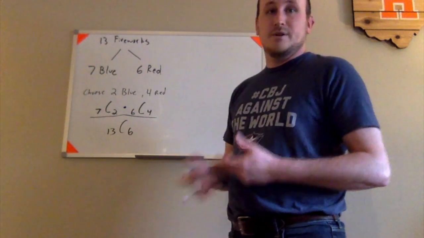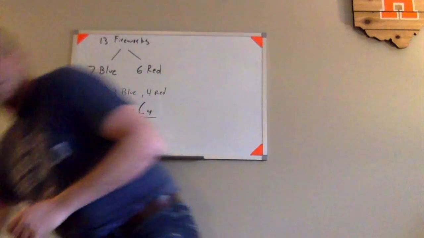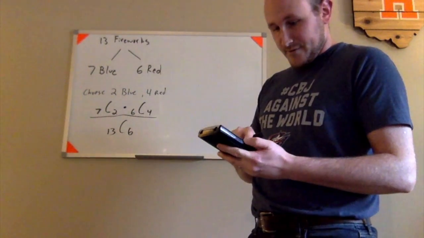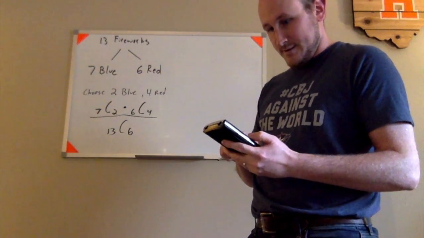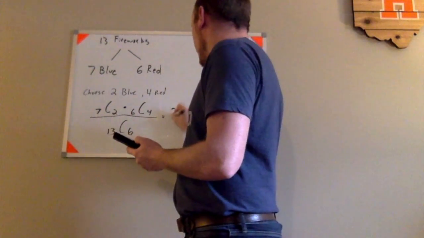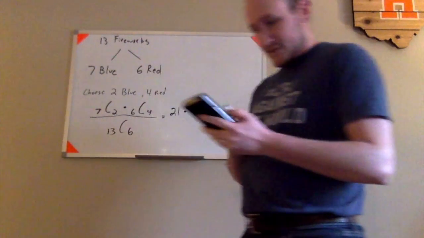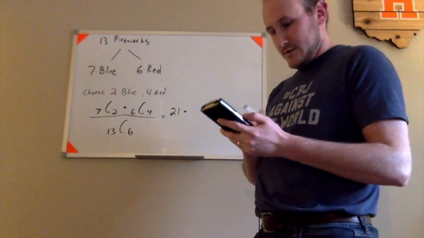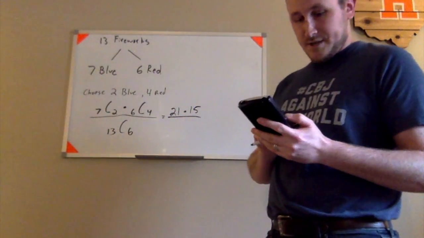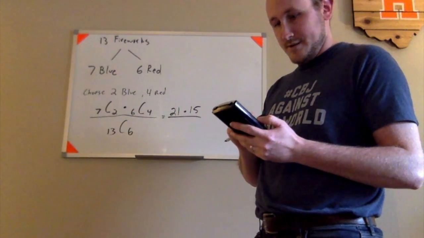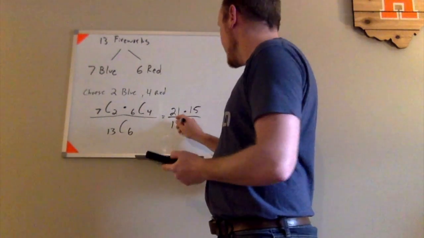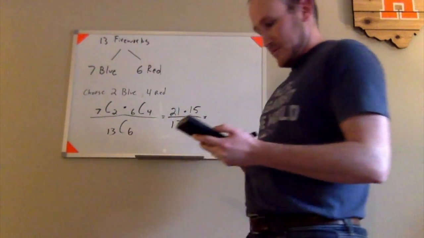At this point in time, I'm just going to go to my calculator, and I'm going to compute each of these things. I could work them out by hand, but I don't really feel like it. So 7 choose 2 would be equal to 21. 6 choose 4 would be 15. And then on the bottom, how many different ways I can choose 6 from 13 would be 1,716.